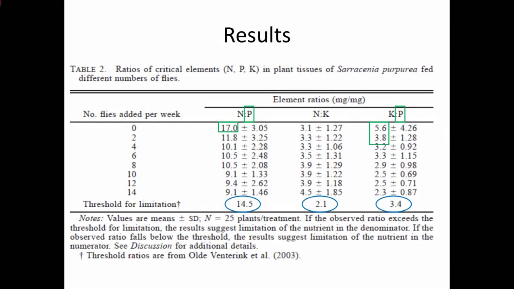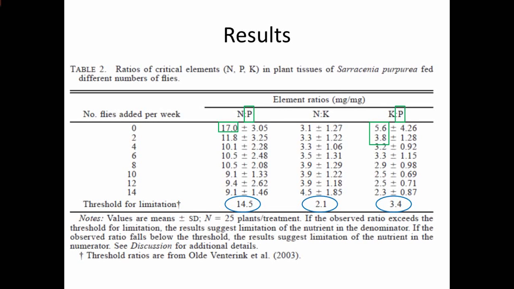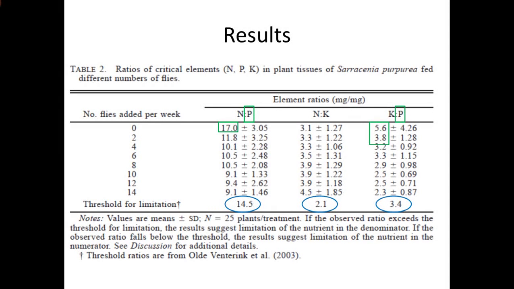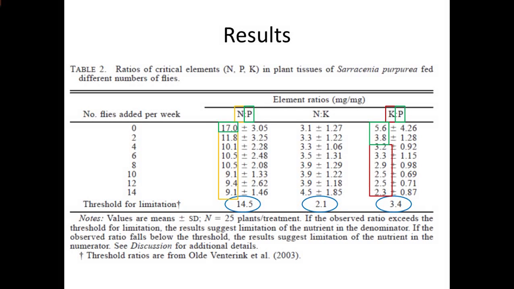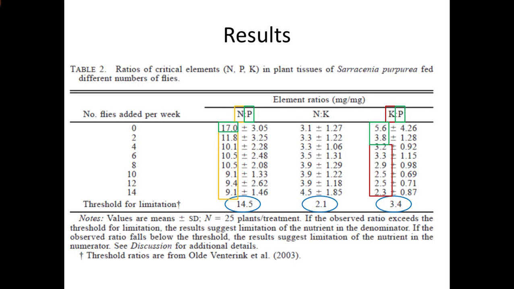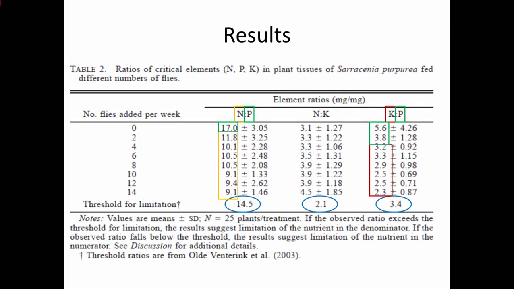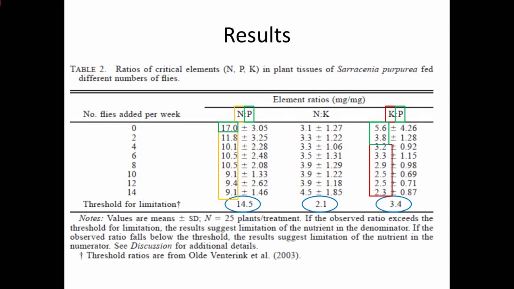Here you can see phosphorus in this first column had a concentration, or that ratio in particular was 17, which is higher than the threshold. So that means that the plant is initially limited by phosphorus. However, when the ratio is lower than the threshold, the plant is limited by the numerator nutrient. And so that is nitrogen and potassium for the remainder of the experiment, or for the other treatments, I apologize. So when you added flies, when you added prey to these pitchers, they became more limited by nitrogen and potassium than they were by phosphorus.